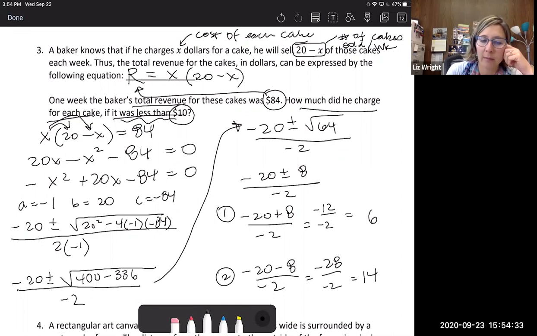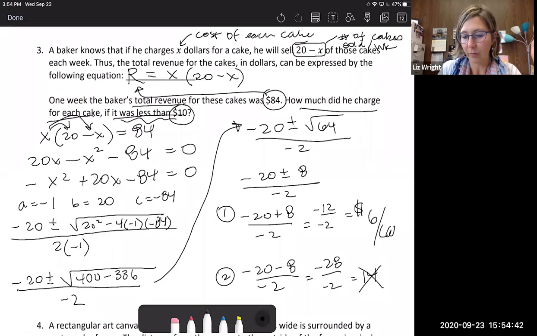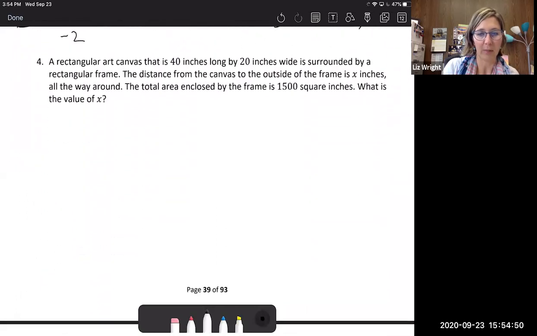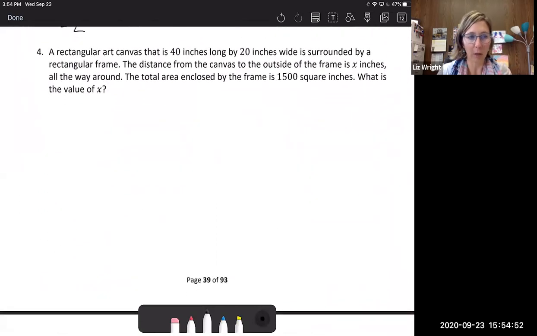So then you go back. How much did he charge for each cake if it was less than 10 bucks? So it's not going to be this one, and it's going to be $6 per cake. Don't forget your label for that one. Okay, one more. Please don't tune out on this one. I know it's been a longer lesson, but this one can be a little challenging. So let's make sure we've got this one down.